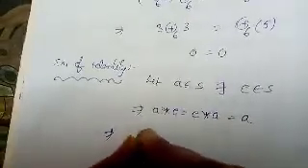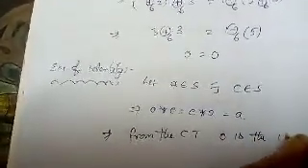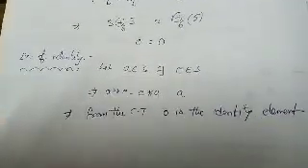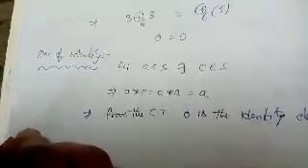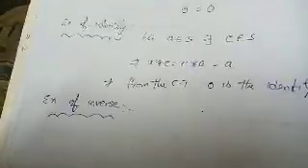So from the composition table, what is the identity element? 0. From the composition table, 0 is the identity element. And next one is the existence of inverse.